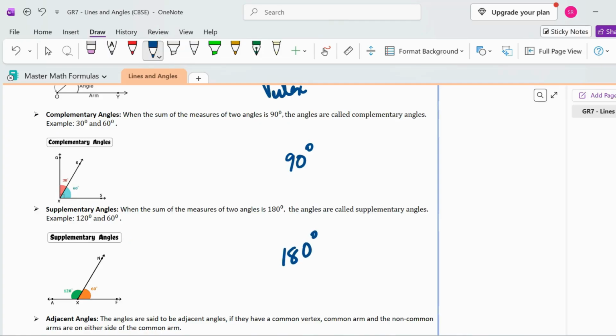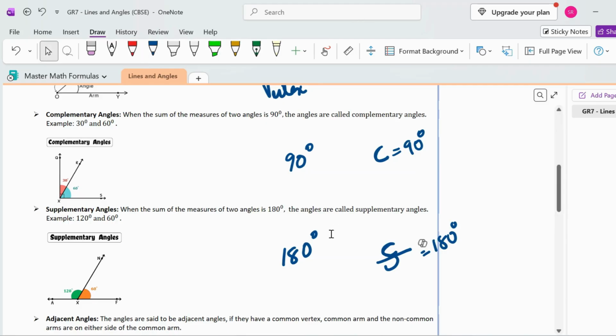Now how will you remember this 90 degrees and 180 degrees? Some children get confused between complementary and supplementary. Now you have complementary is C and supplementary is S. Half of S is your C. So just remember like this. So C is equal to 90 degrees and S is equal to 180 degrees.